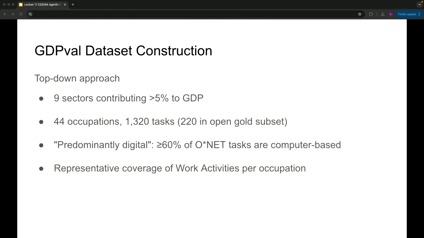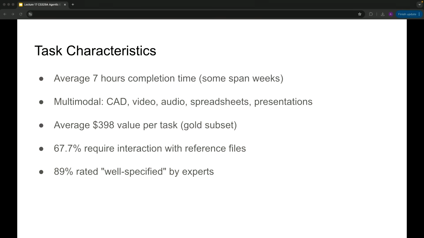They predominantly went for digital tasks, meaning tasks on a computer. O*NET is a taxonomy of all tasks related to occupations, and 60% of the O*NET tasks that are computer-based and digital made it into this evaluation data set. This is a pretty representative coverage of the tasks an occupational expert needs to do in these sectors. The tasks might take as long as 7 hours to complete on average, but some might require weeks.